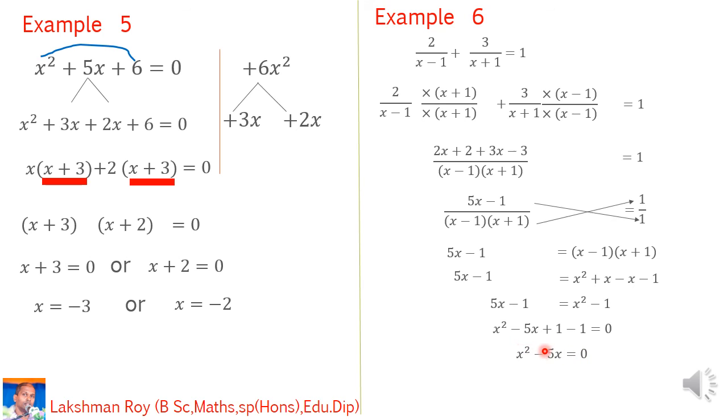Now factorize. This is the quadratic equation. To get quadratic equations, how many steps do you have to solve? Simplify. So x square minus 5x. What is common in the two terms? x is common, and x minus 5 remains. Now it is a product, so we can solve. x equals 0 or x minus 5 equals 0, so that is x equals 5. So I take two solutions.